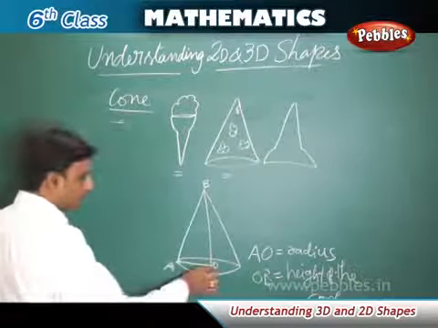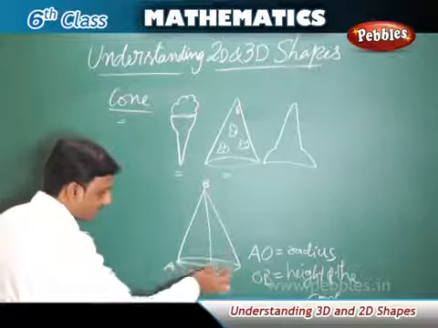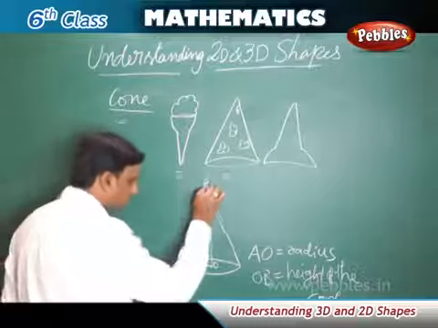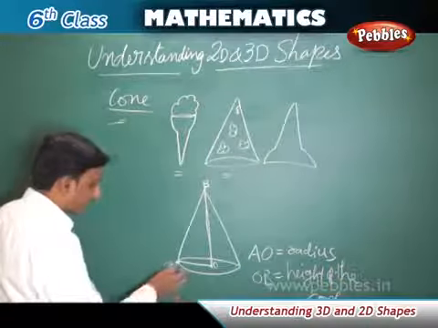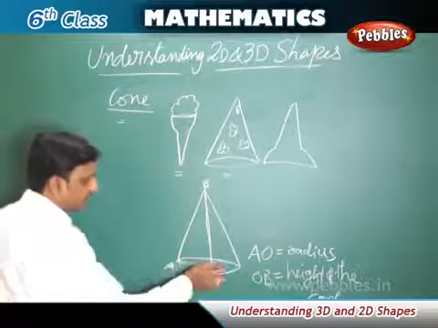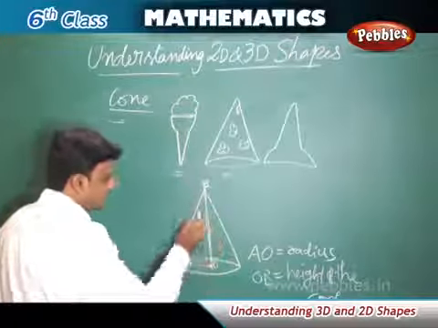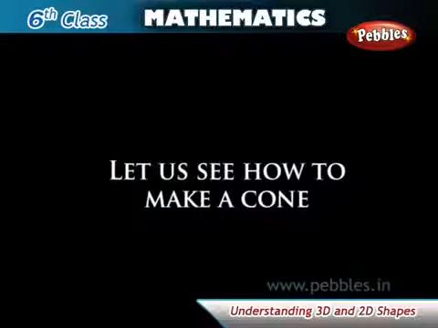Height of the cone. So from the base, the circular end of the cone, to the tip of the cone, this is the height of the cone, and the point from the edge of the circular base of the cone to the center is the radius of the cone. Let us see how to make a cone.